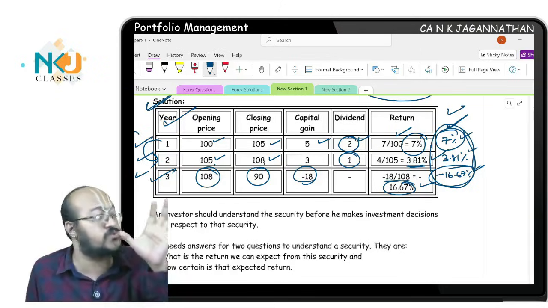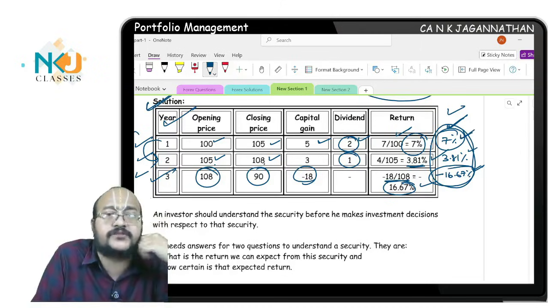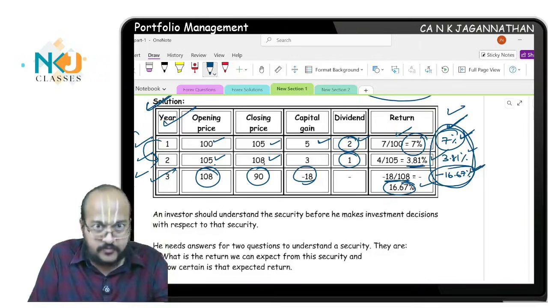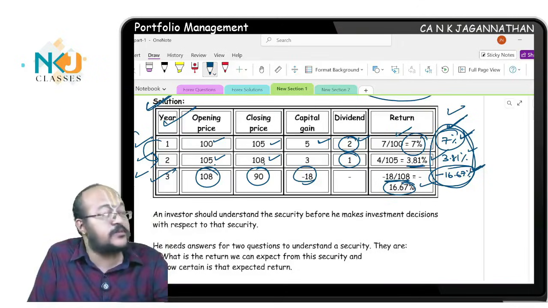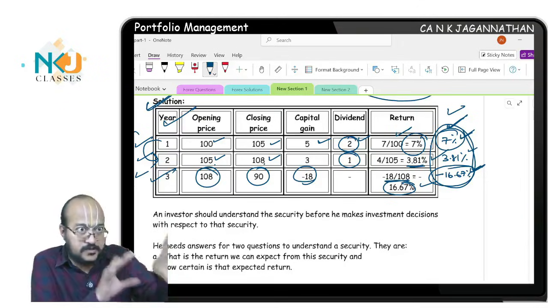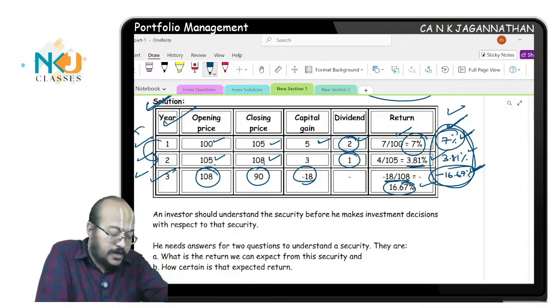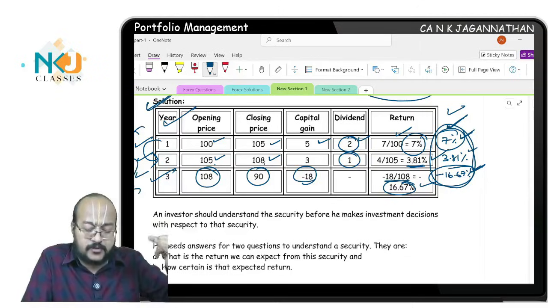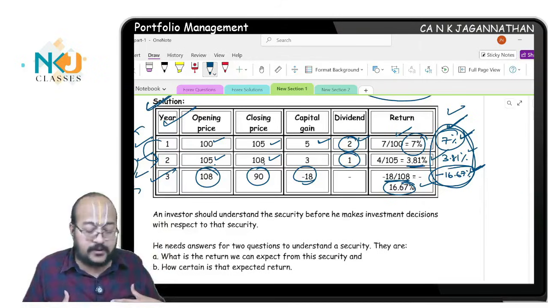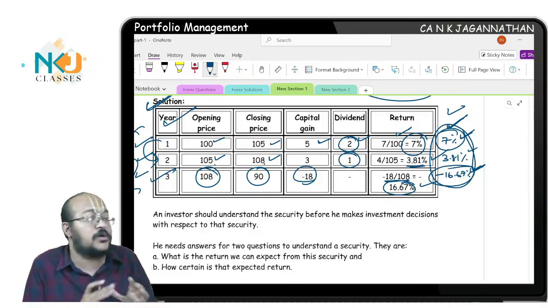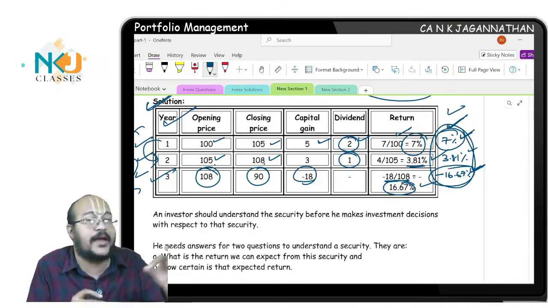You should not expect extremes, which means this has given a highest return of 7% in the first year, lowest return of minus 16.67% in the previous year. You should never expect extremes, you should only expect average. If I buy the security, for the past 3 years I have analyzed the data. Year 1 it gave 7%, 3.81% in year 2, then year 3 is minus 16.67%. Can I expect minus 16.67% or 7% in the fourth year? No, you should never expect extremes, you should only expect average.